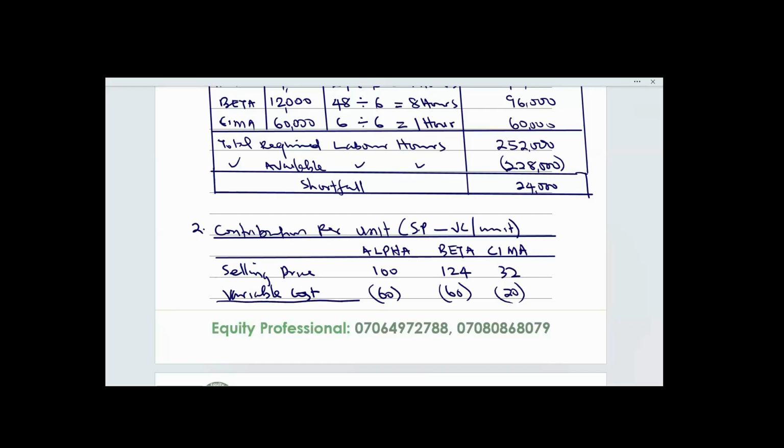So the difference between the two will then give us the contribution per unit. So here will be 40, 64, and then 12 naira. So when you look at this 12 naira for sigma, it confirms the argument in the question, because the production director is saying that since sigma only contributed 12 naira, they should discontinue producing sigma. So that's how they got the 12 naira.